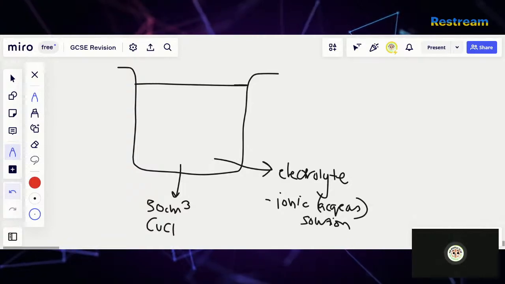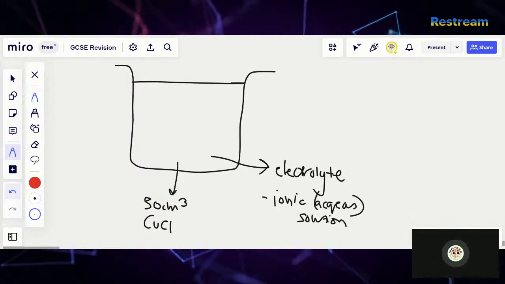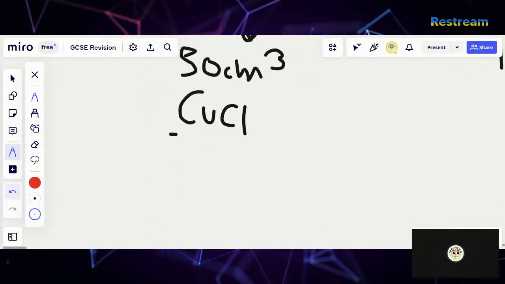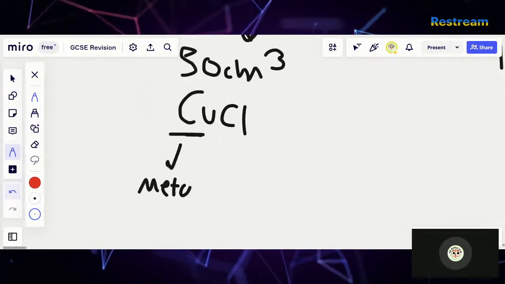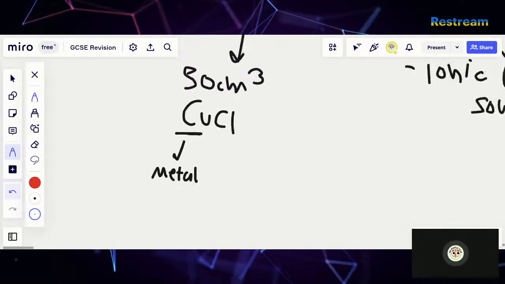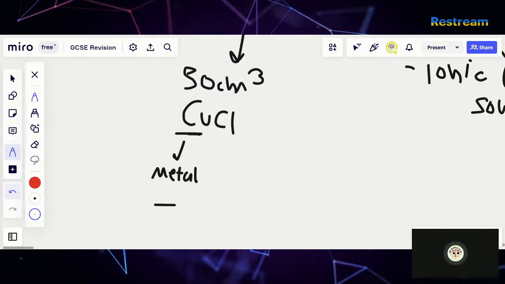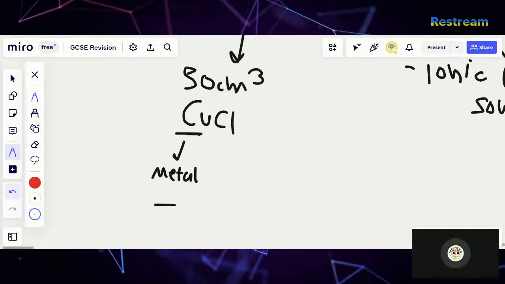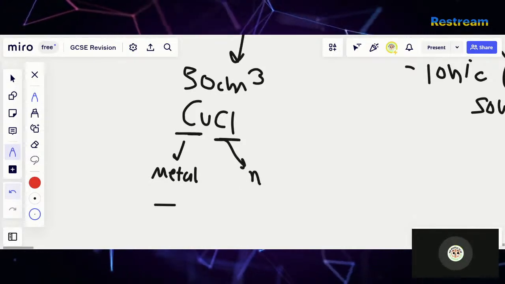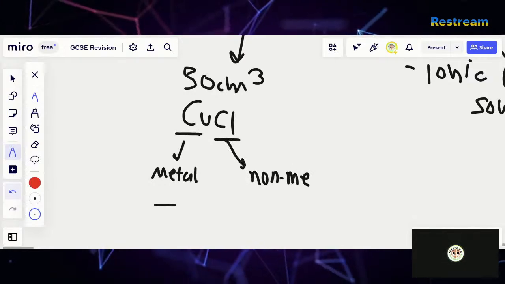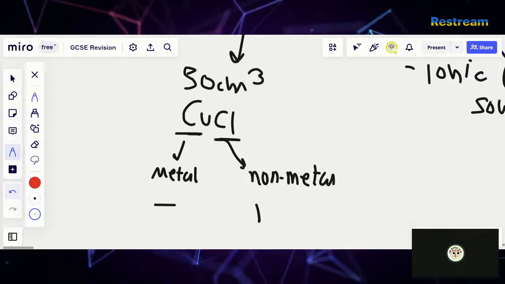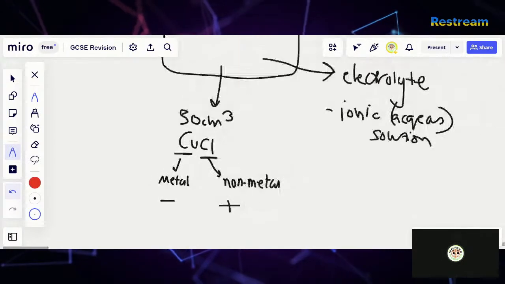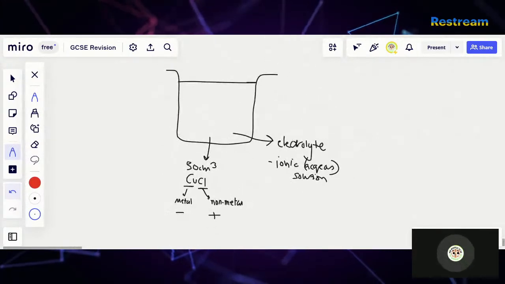After we've added 50 centimeters cubed of copper chloride, just so you know, the copper part is the metal ions. The metal ions will be attracted to the negative electrode because they have formed positive ions and will gain their electrons back. The chlorine is a non-metal, and the non-metal will want to go to the positive electrode so that it can release the electrons it has gained.